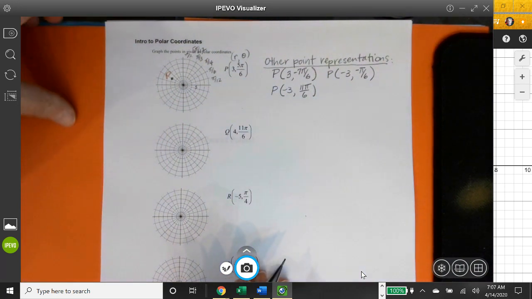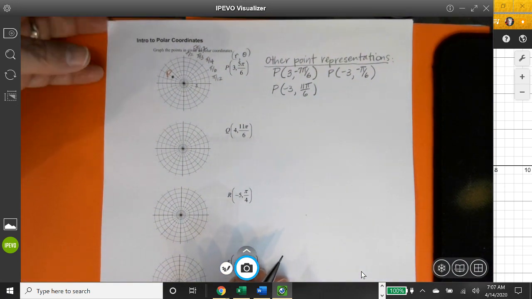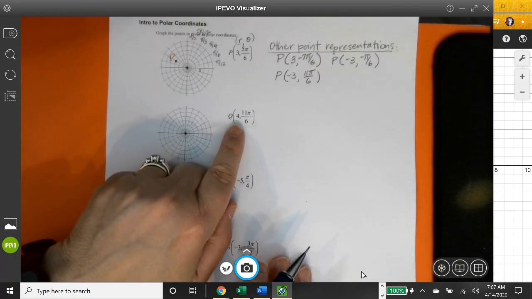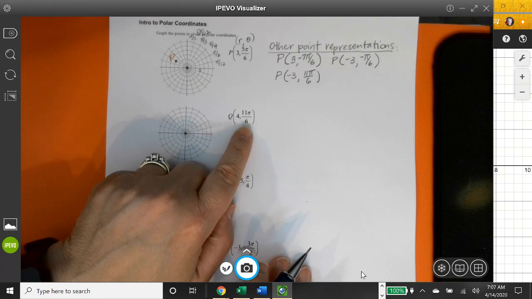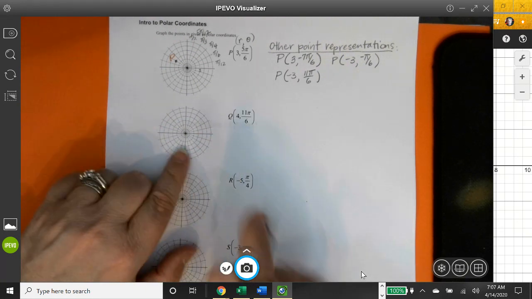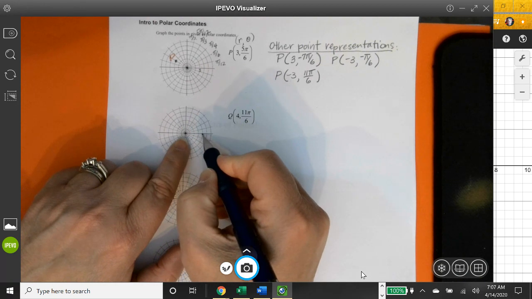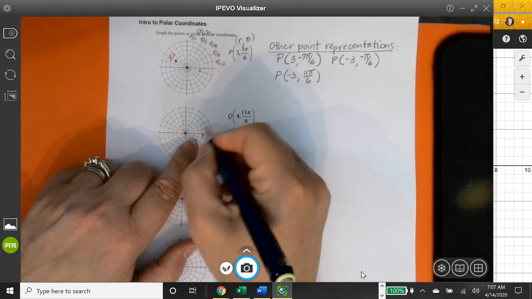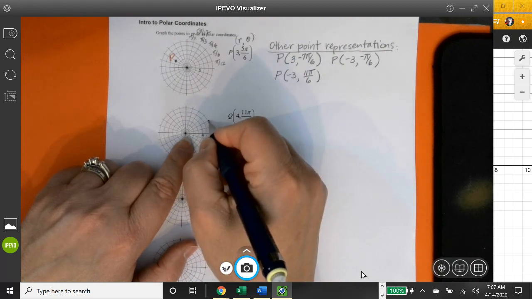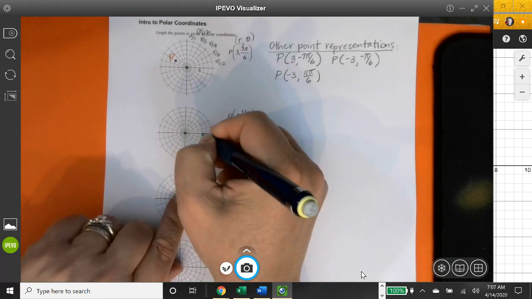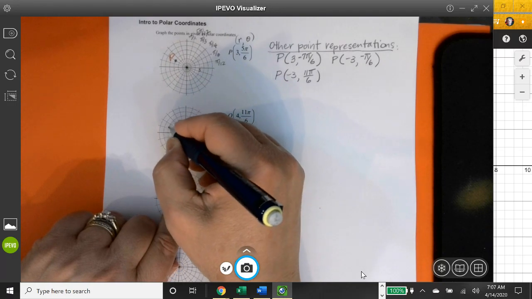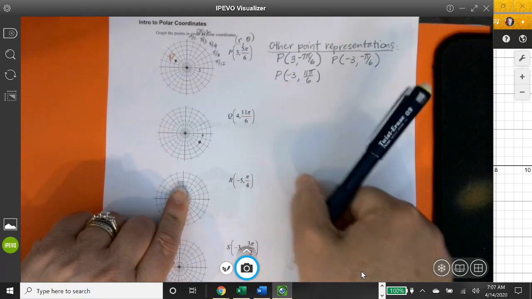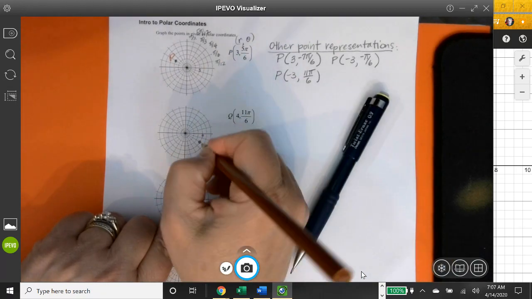All right, let's try another one. All right, so the next one is Q, point Q. And we're going to go out radially 4 and rotate in a positive 11 pi over 6. So we're going to go out radially 4, 1, 2, 3, 4. This is 4. And then I'm going to rotate 11 pi over 6, remembering that the second one is the 6th. Okay, so if we rotate 11 pi over 6 on this radius here, we're going to get to right here. And here again, there's Q.